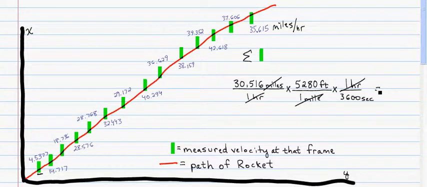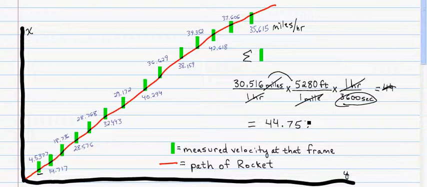And once you add this up, multiply these two together, divide by this one, you'll come up with, let me write this over here, 44.757 feet per second. And that's the average velocity, or what we use as the initial velocity for our rocket.